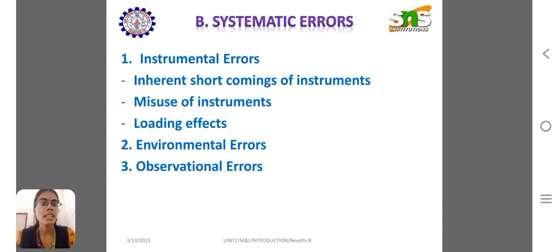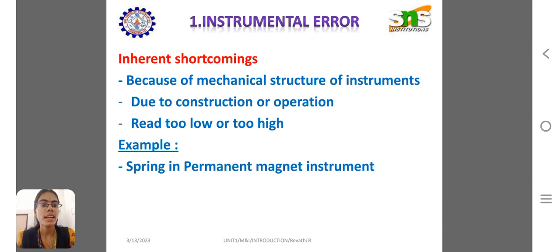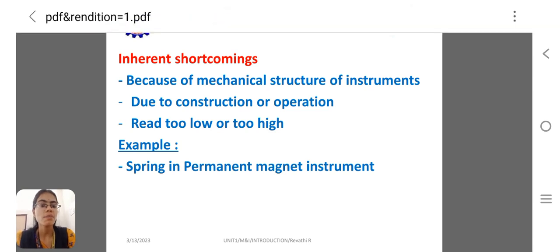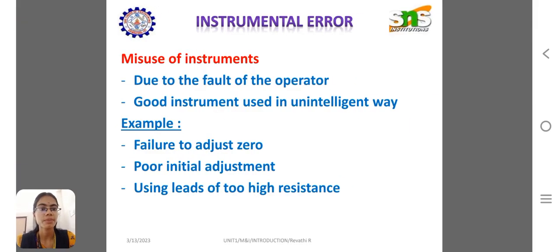Systematic error. Systematic errors are instrumental error, which includes inherent shortcoming of instrument, misuse of instruments, and loading effect. The second one is environmental error, and then observational error. Instrumental error, inherent shortcoming, is because of the mechanical structure of instruments. Another is due to construction or operation, which reads too low or too high values. Too low or too high values can be measured or read by the observer. For example, instrumental error which is caused by a spring in permanent magnet instruments.